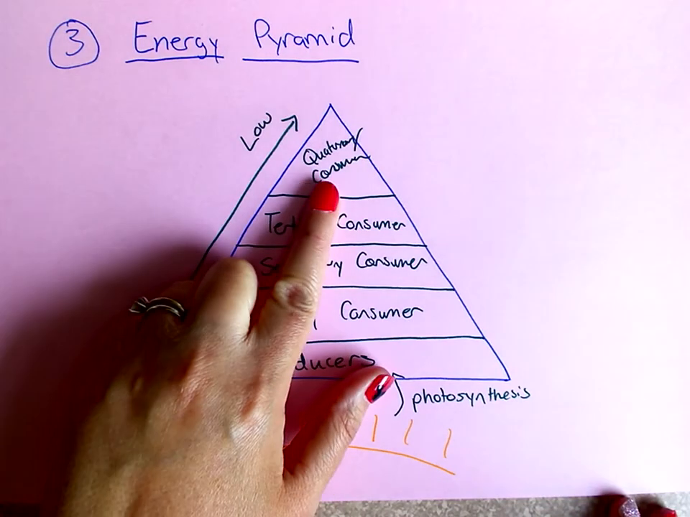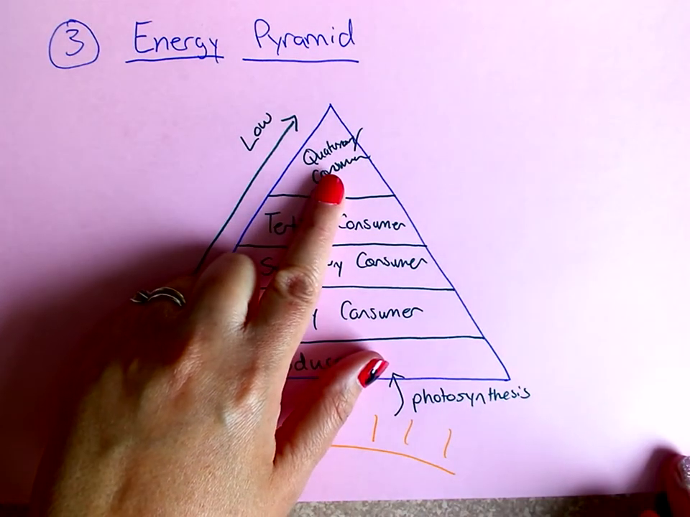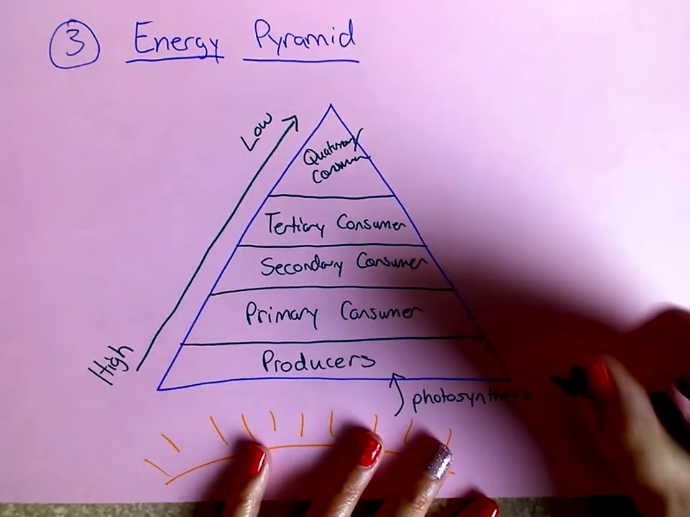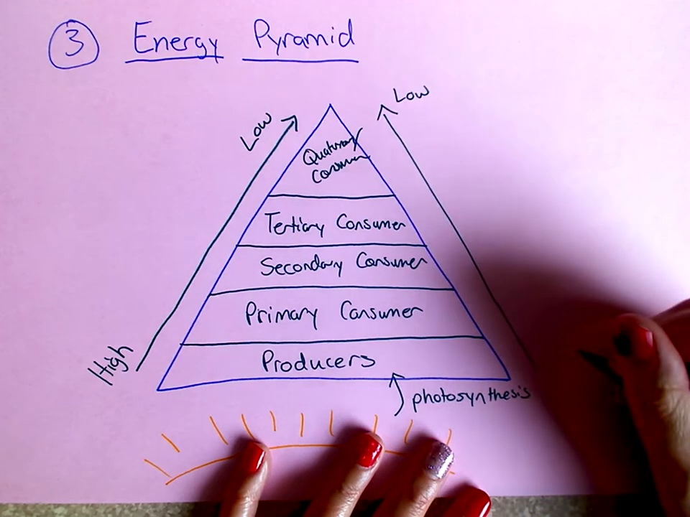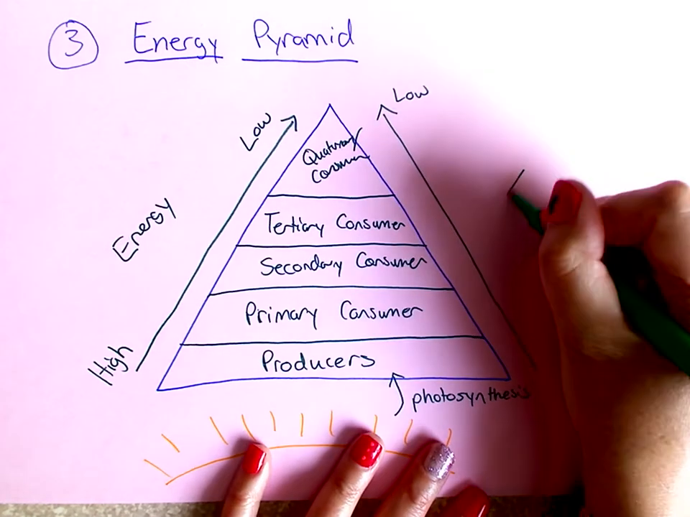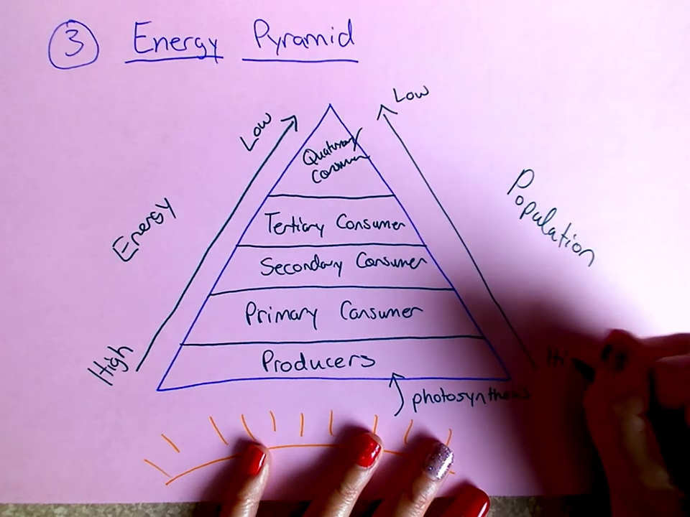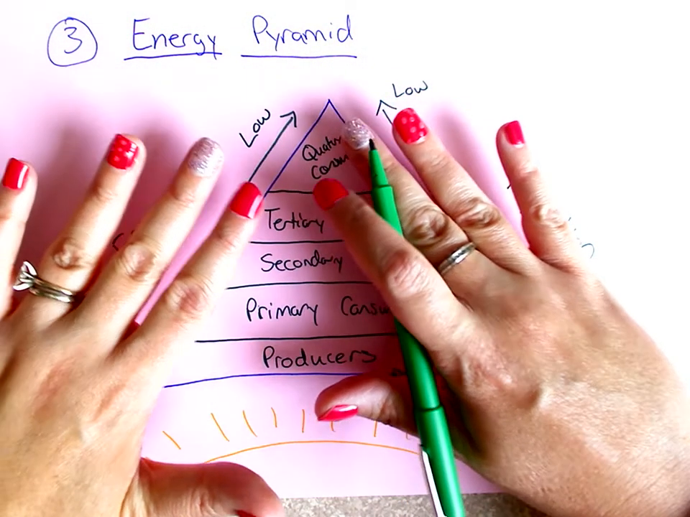Now, just one little tip here, the reason why it's hard to think of a quaternary consumer example is because also the populations of each of these get lower as you go up the pyramid, okay? So if this was energy and this was population, both things are going to get lower as we go up this ecosystem.